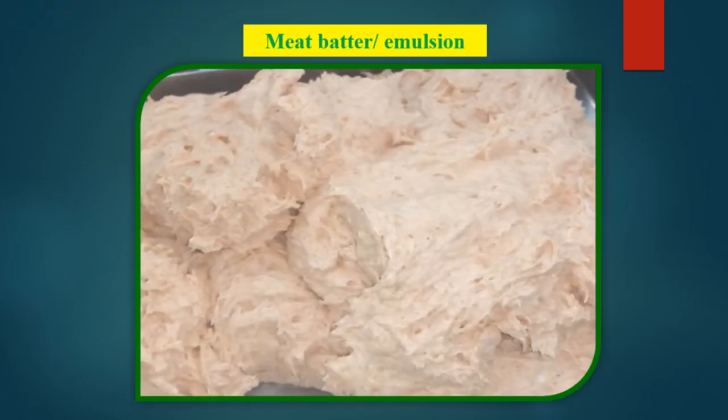So here we can see the final batter or the meat emulsion. This is obtained from the bowl chopper, which is a very fine cutting machine, so it makes a very smooth, fine emulsion. Whereas we can do it as a coarse emulsion by using the mixer grinder or a home food processor, which will be a little coarse, but still it is enough to make small scale or household level meatballs.